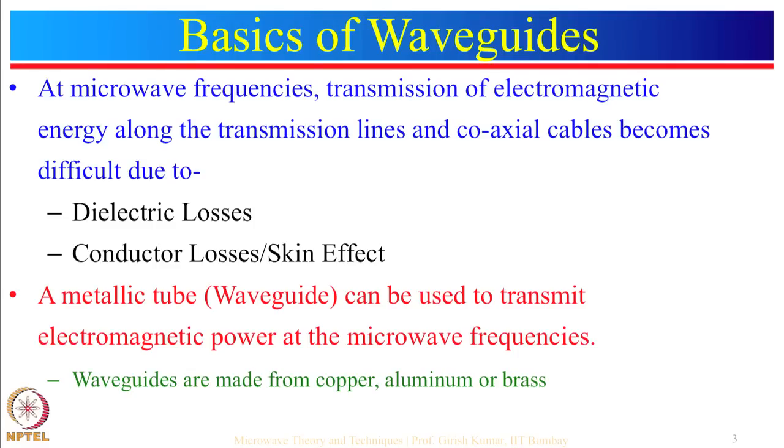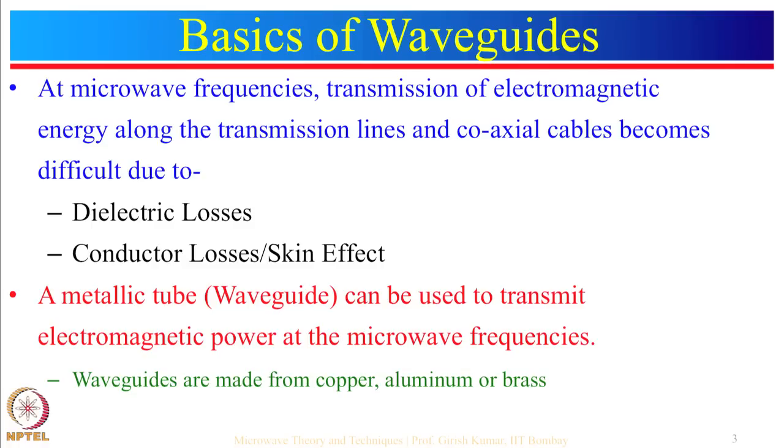The second difference is that the transmission lines can work from DC or zero frequency to a certain high frequency. That means it acts as a low pass filter, whereas waveguides can be operated above a certain frequency called the cutoff frequency, so it acts as a high pass filter. And the third difference is that the transmission line can support only TEM mode of propagation, whereas waveguides can support many field configurations called modes, which we will discuss later. So these are the differences between transmission lines and waveguides.